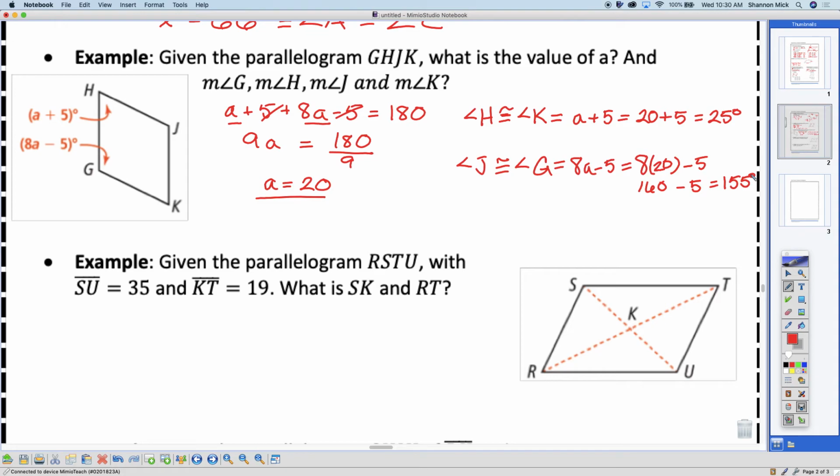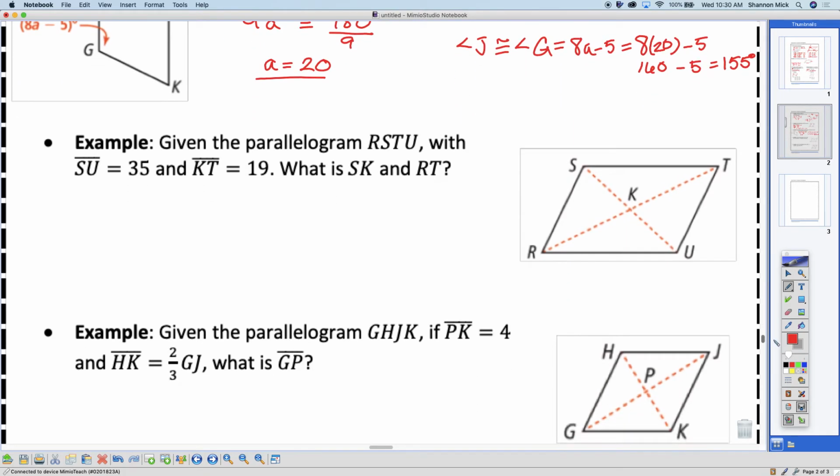So I can tell you what all the angles are without saying angle J equals 155, angle G equals 155, right? I can just make a big old long statement, can't I? Last example, right? Number 2. They're going pretty quick, aren't they?